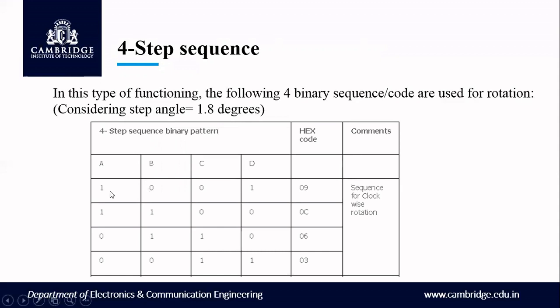Okay, for these windings, how do you energize? 1 means you are supplying, 0 means ground. So if you provide A, B, C, D as 1, 0, 0, 1 like this, this is a value you are providing onto a stepper motor.